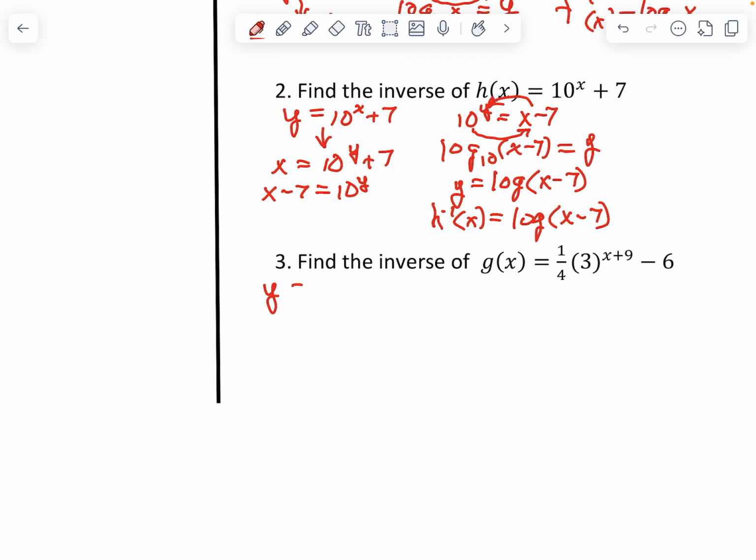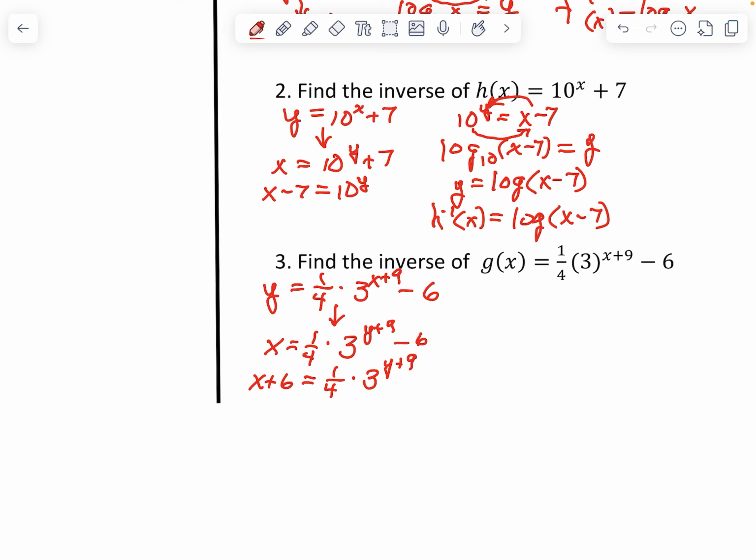So y equals 1/4 times 3 to the x plus 9 power, minus 6. Then the next step is to go ahead and swap the x and the y. Now look how embedded this y is on the right side. That y is in several layers of the function before we can get to it. So the first step we'll do is we'll add 6 to both sides. So x plus 6 equals 1/4 times 3 to the y plus 9.